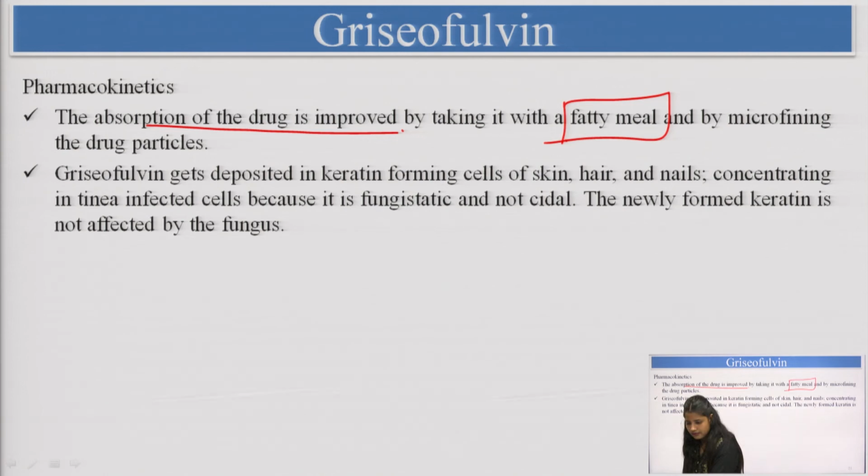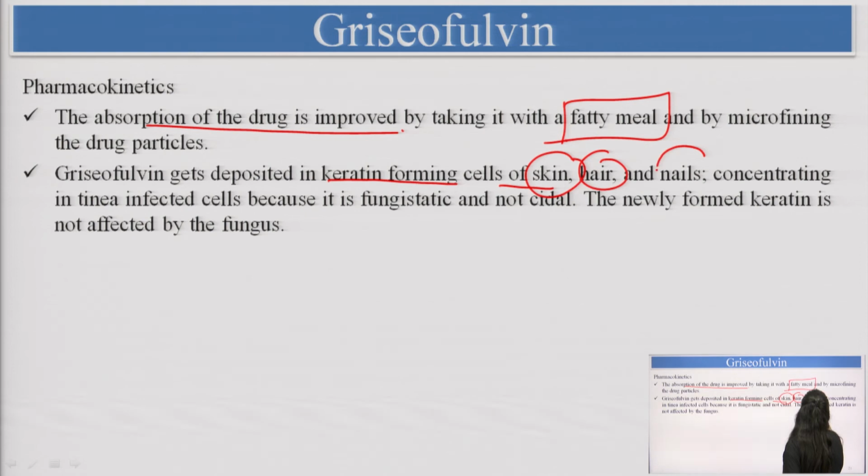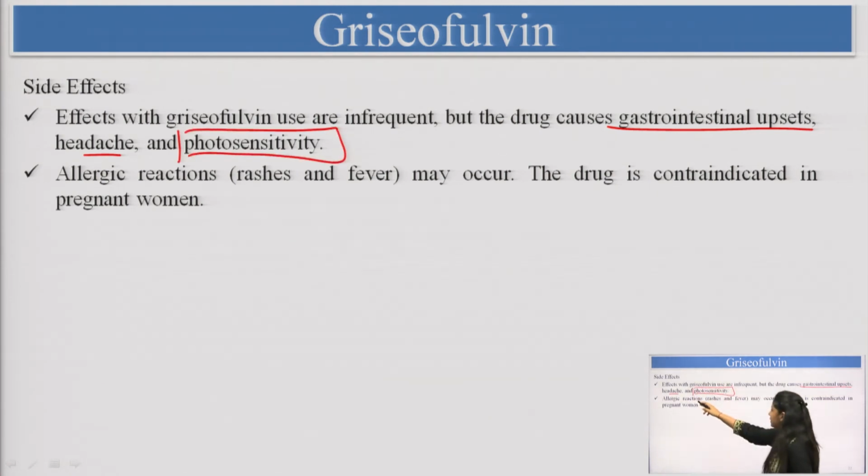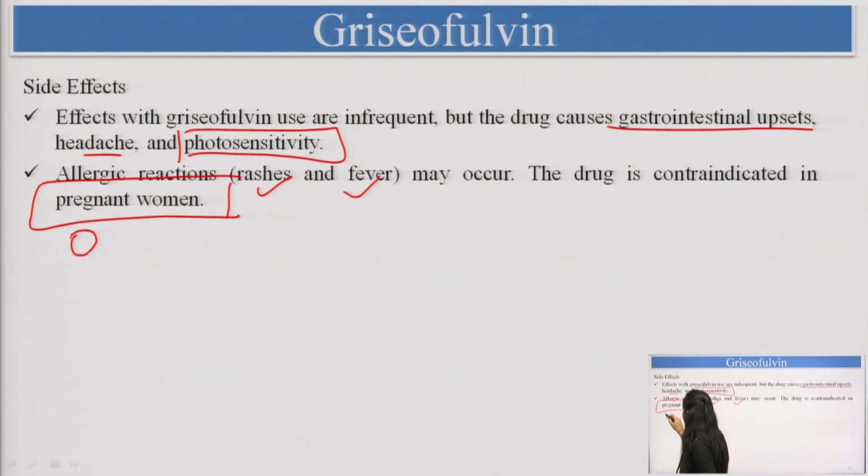Now, I will see what are the side effects or the adverse drug reactions. Griseofulvin gets deposited in the keratin forming cells of the skin, hair and nails. So, it starts to deposit in those areas, and most of the side effects are related to these areas only. Now, see the side effects. The drug causes gastrointestinal upsets, headache and photosensitivity, and some allergic reactions like rashes and fever. The drug is contraindicated in pregnant women, important point.